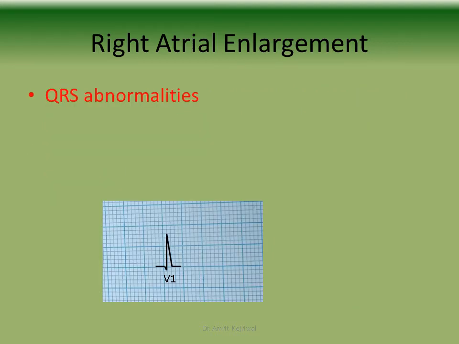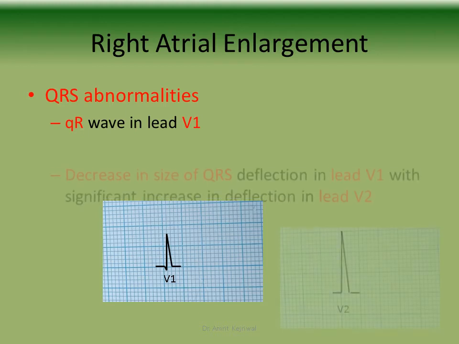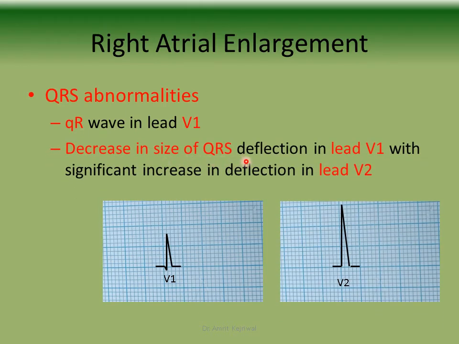The right atrial enlargement may be seen with QRS abnormalities also. We can see a small Q wave over here on V1. So you get a small Q and R wave in lead V1, and a decrease in size of QRS deflection in lead V1 with a significant increase in deflection in lead V2. So if this is the deflection in V1, in V2 the deflection will come more.